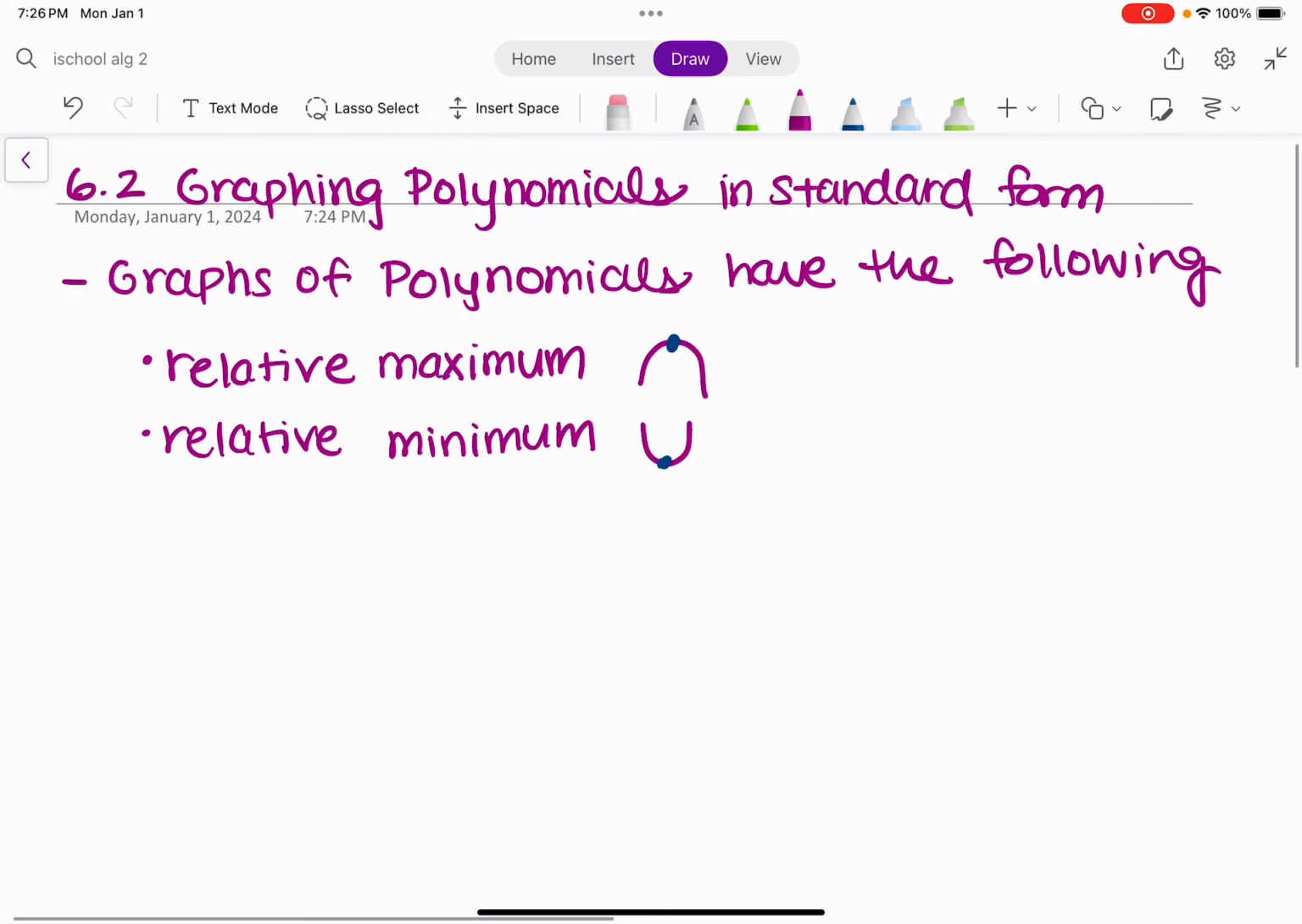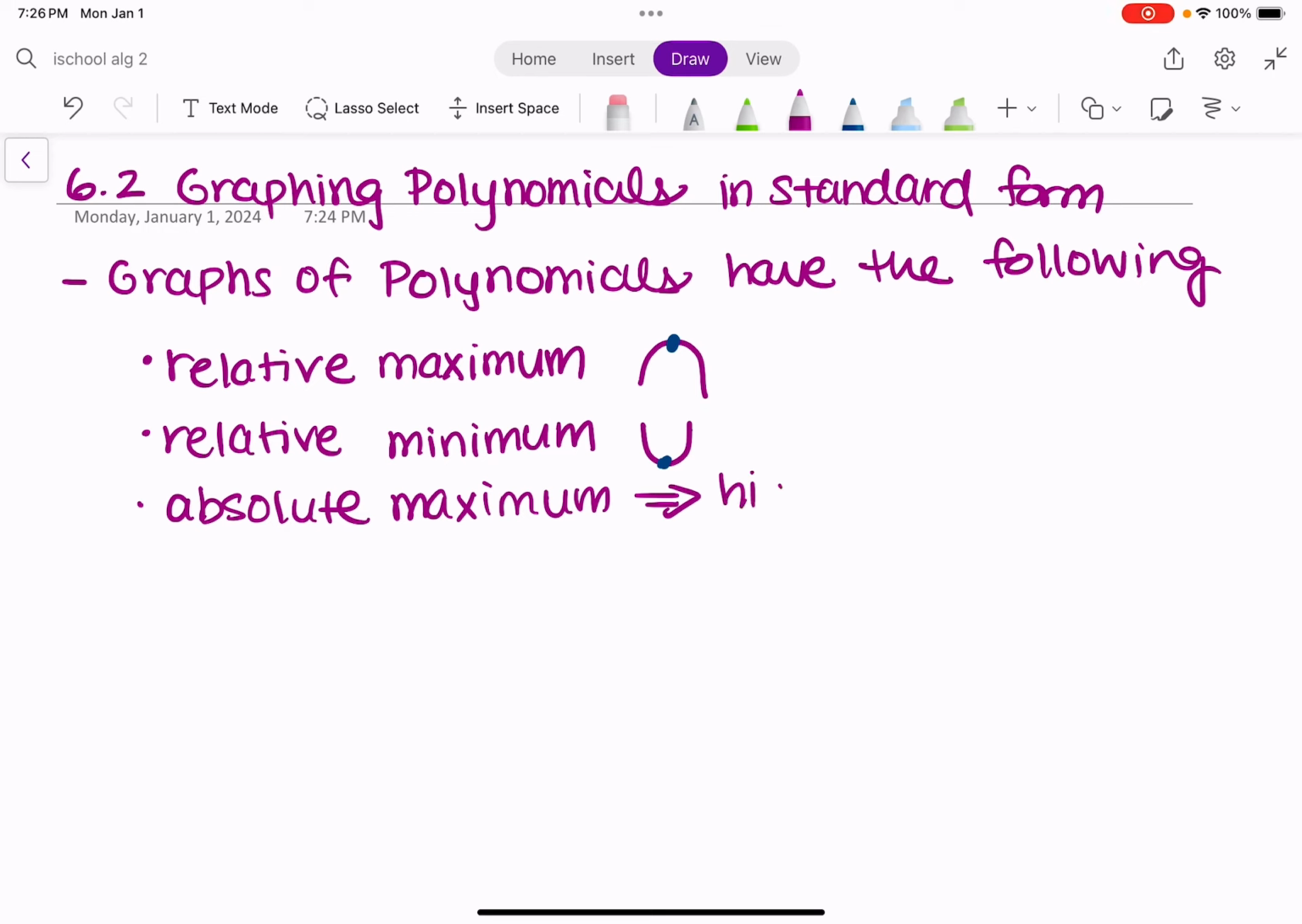And then in addition, we have what's called the absolute maximum. And so this is the highest maximum. So you can have multiple relative maximums, but you only have one absolute maximum. And so that's the highest max. And then we have the absolute minimum, and that's the lowest min.